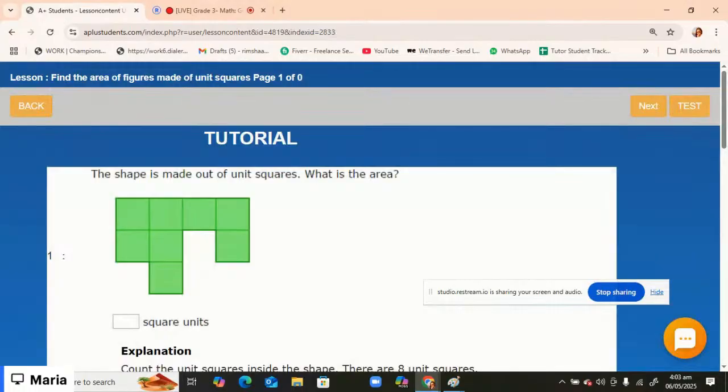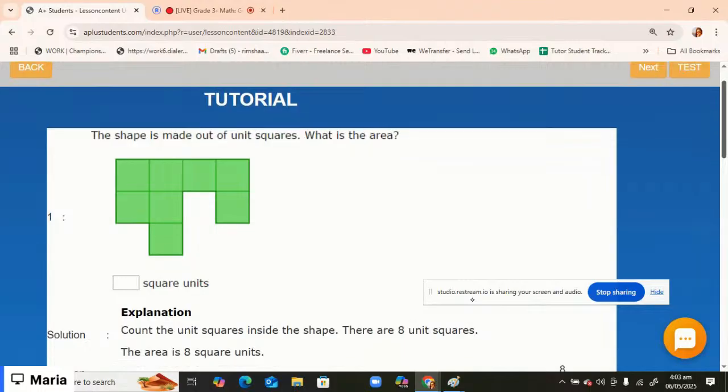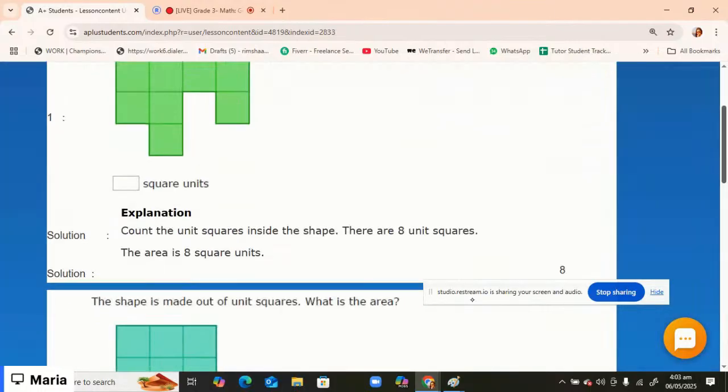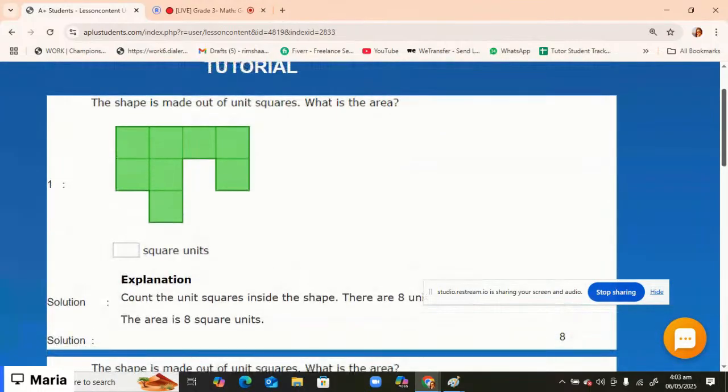So let's start. This shape is made out of unit squares. What is the area? First we check how many square units are given here. You are just going to count all the square units. It's 1, 2, 3, 4, 5, 6, 7, and 8. So there are 8 units, so the area is 8 square units.